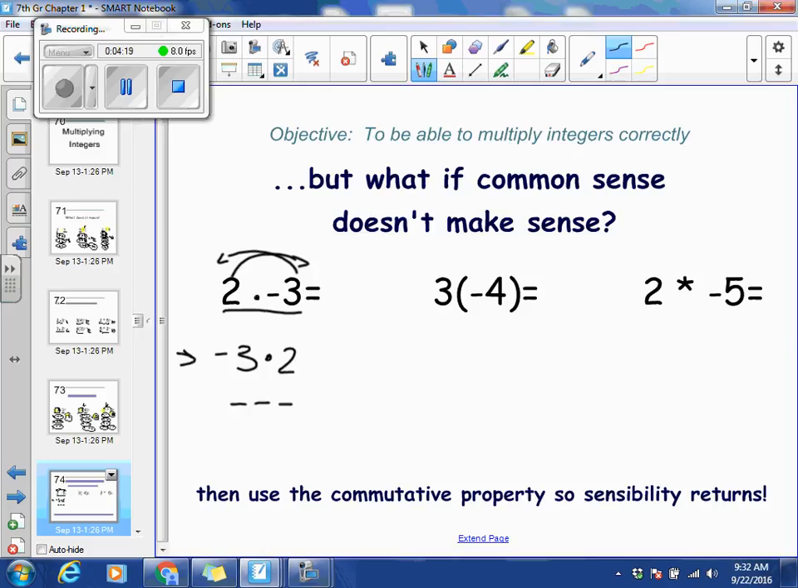And now this problem does make sense. It says, hey, I have 3 negatives. How many times do I have 3 negatives? Twice. So my answer is negative 6.